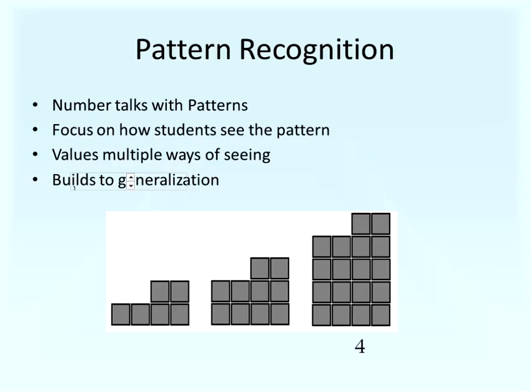Some other student might say, no, I don't see that. I see a row on the bottom with two on top. And for stage two, I see two rows on the bottom with two on top. For stage four, I see four, and then it's a two on top. So again, you can have a student conversation about what students see here.